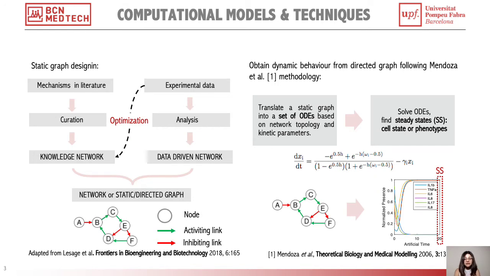In order to obtain dynamic behaviors, the static graph is translated into a system of ordinary differential equations based on network topology. When the system is solved numerically, it reaches a steady state, which can be extrapolated into a cell state or cell phenotype. Indeed, steady states can change according to the imposed initial conditions. Then, they become a useful tool to explain dynamic behavior under different conditions, and that is why they are useful for calibration and validation purposes.